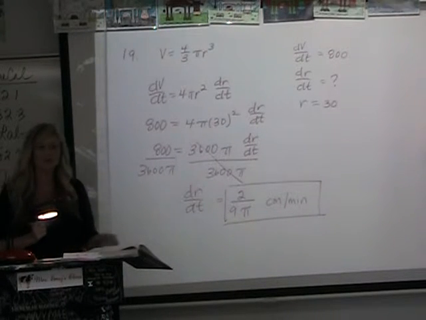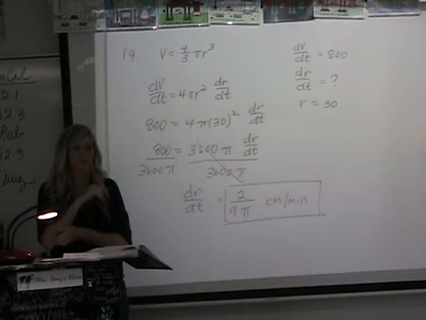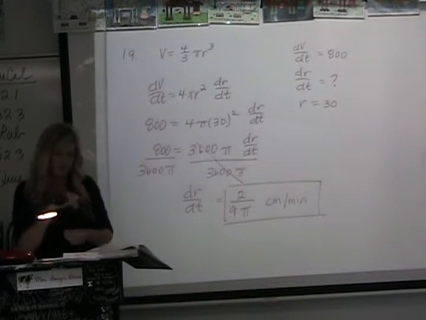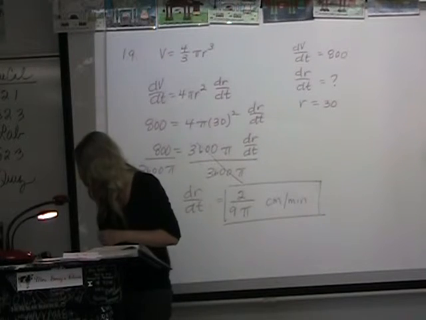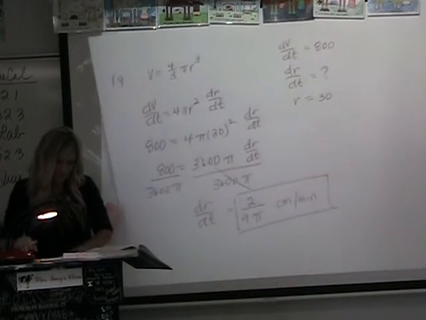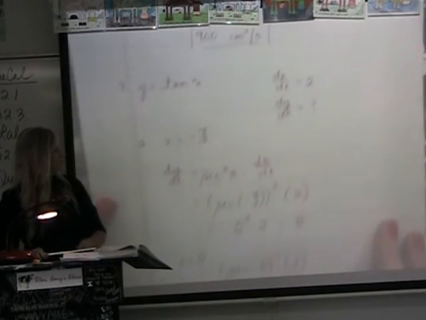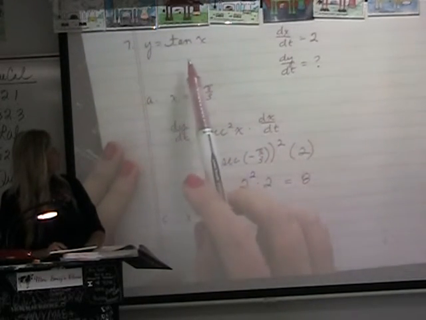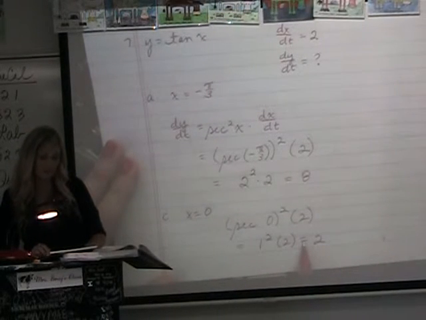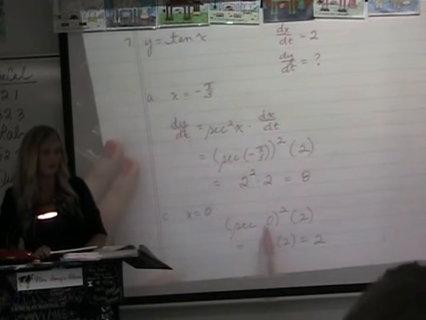Okay, do we have other questions that we want to see worked out from last night? No? 7 I've done already, except for, I think the only one I didn't do was part B. So 7 is the one I did here. So number 7, here's A and part C. And then for part B, all you would do is take that same equation and substitute in negative pi over 4 in the place of x.